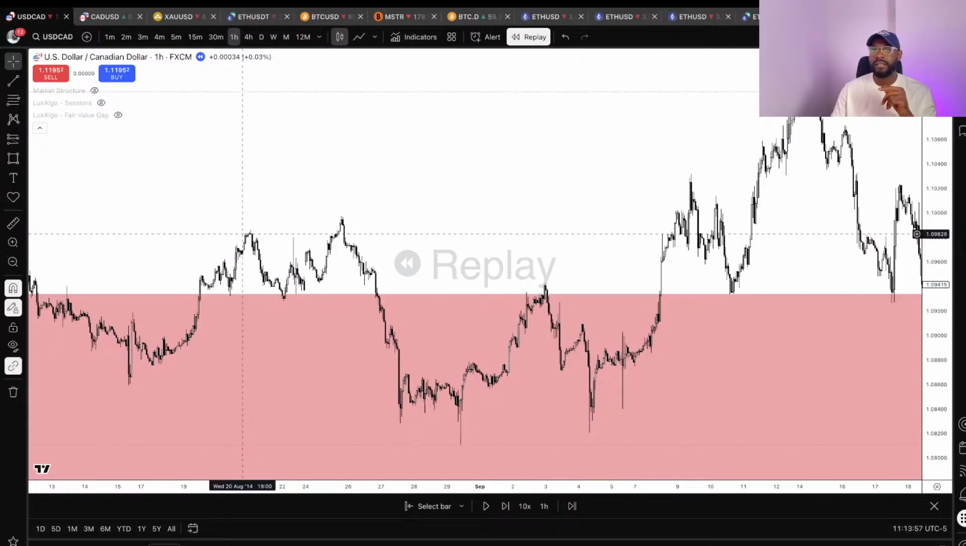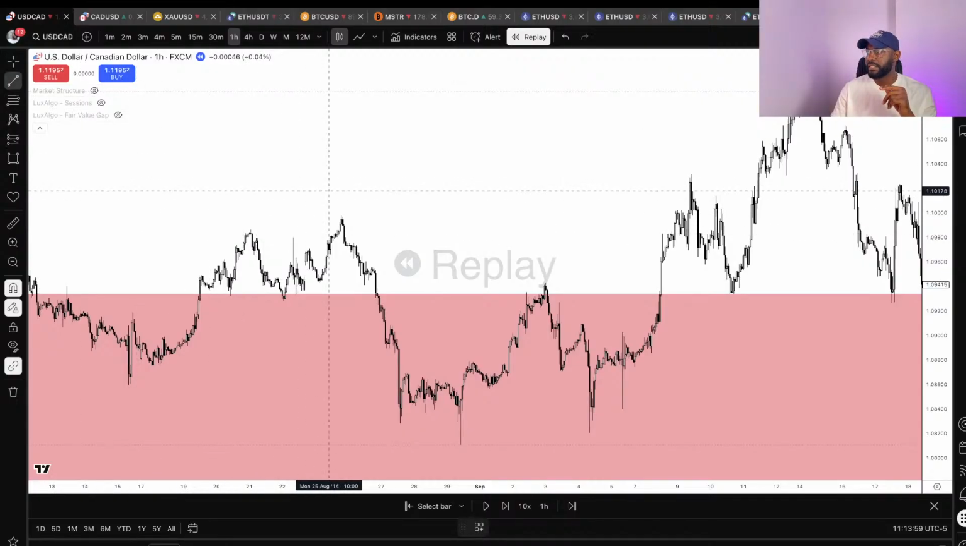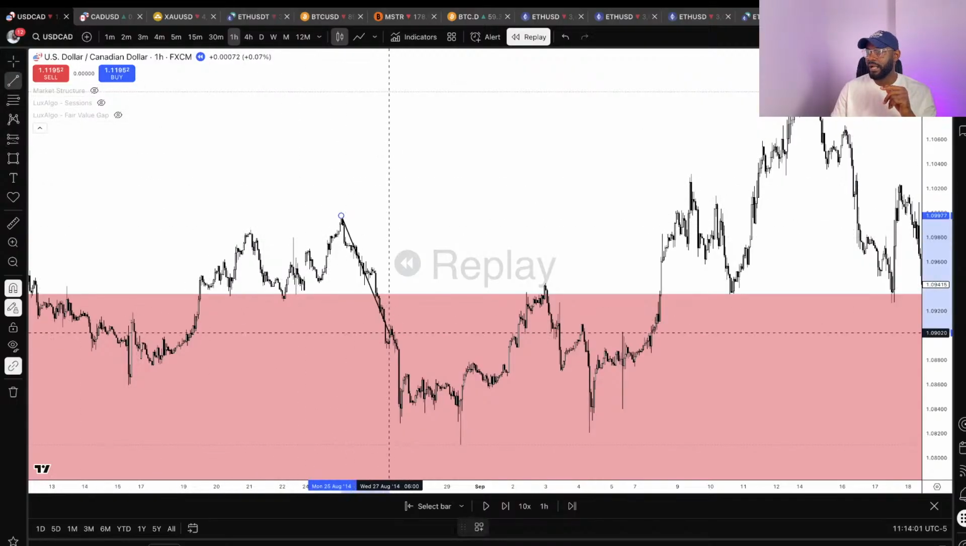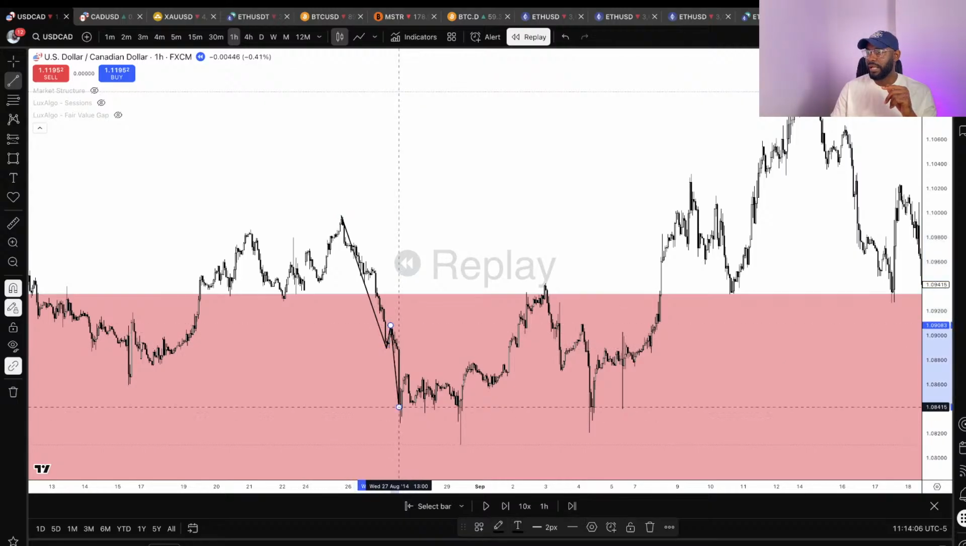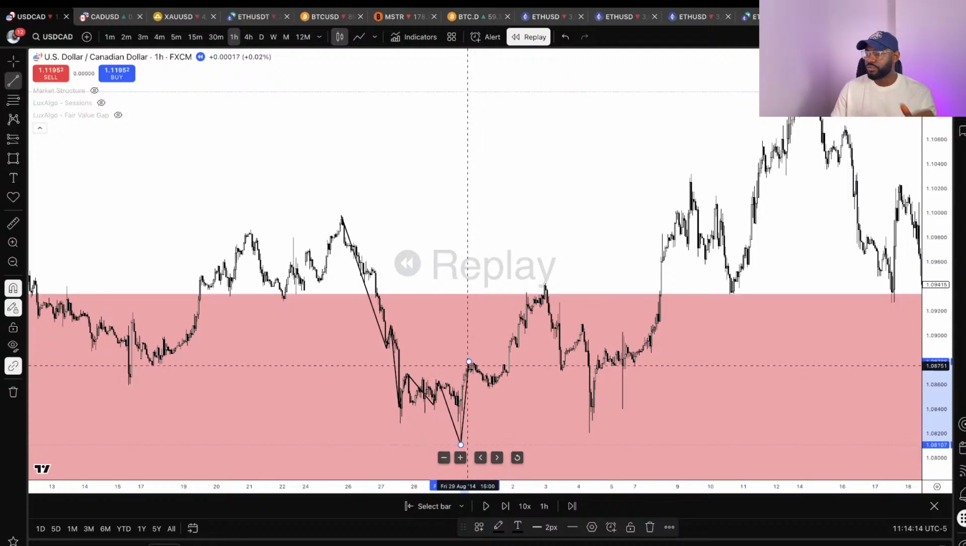It came down in here, creating from this high lower highs, lower lows, lower highs, lower lows, lower high, lower low, then created a lower high here, this lower low, and then eventually we broke structure right here. The moment you see this break of structure, that's when you start looking for buy opportunities.